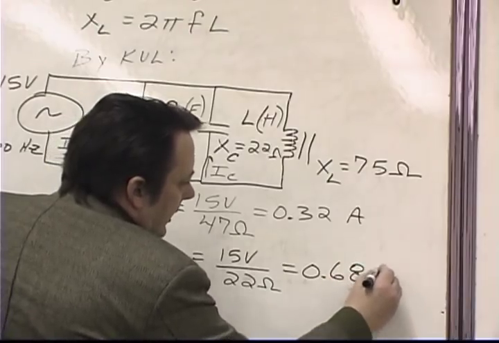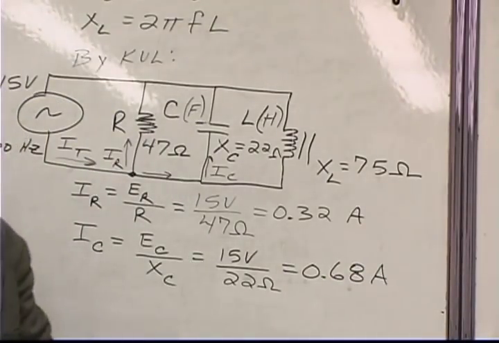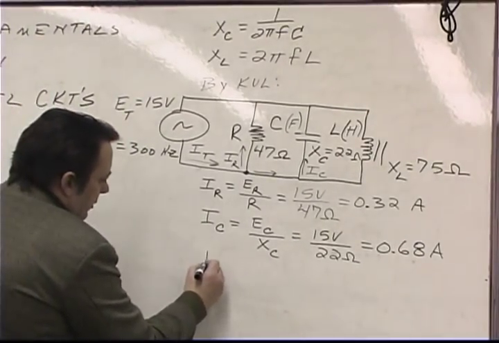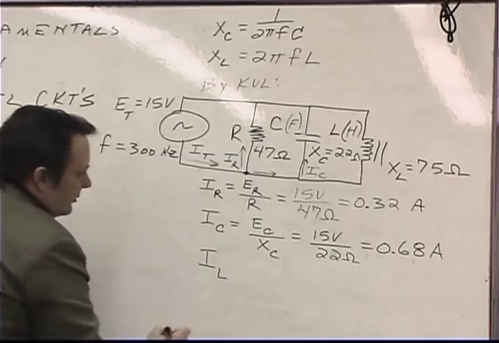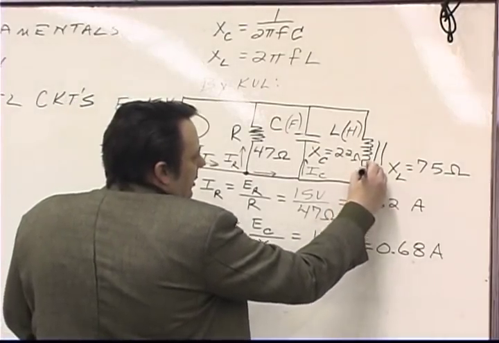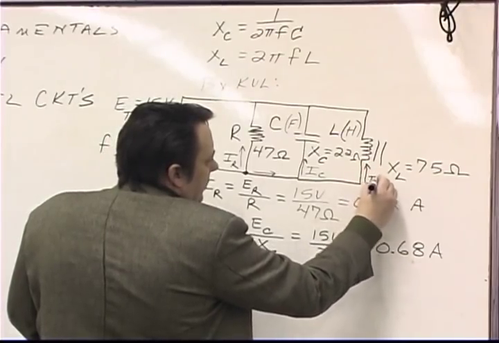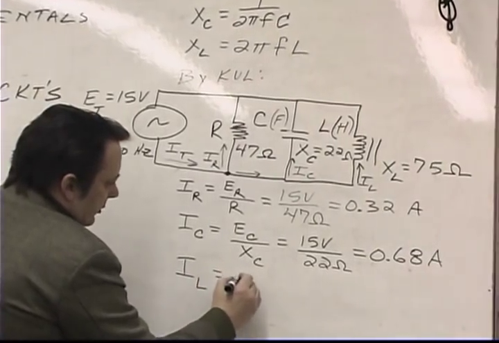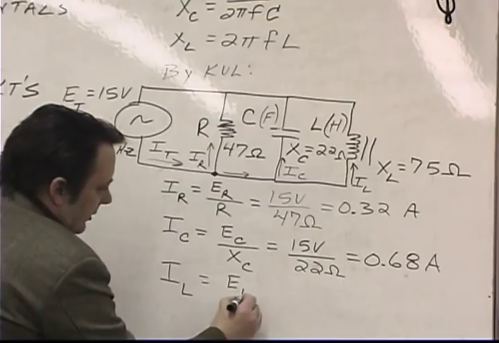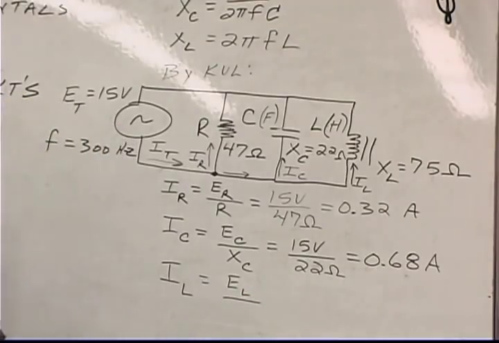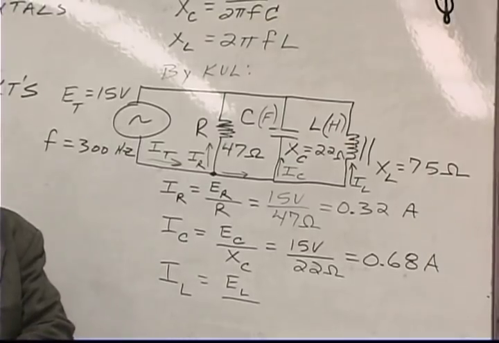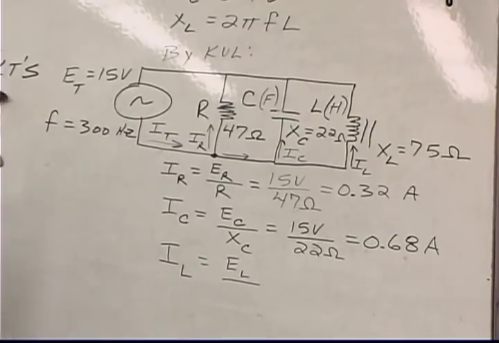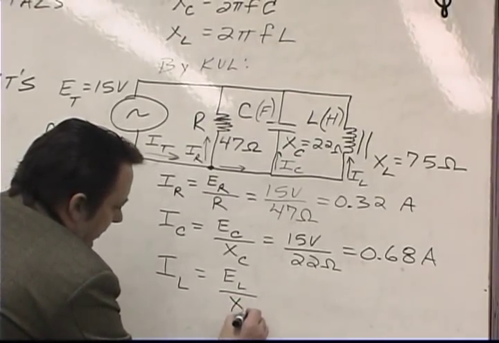0.68 amps, or 680 milliamps, however you want to look at it. Okay? And then, in a similar way, the current that's flowing to the inductor, we'll call this I sub L, is simply going to be equal to the voltage drop across the inductor divided by what? The inductive reactance. And we call that X of L.